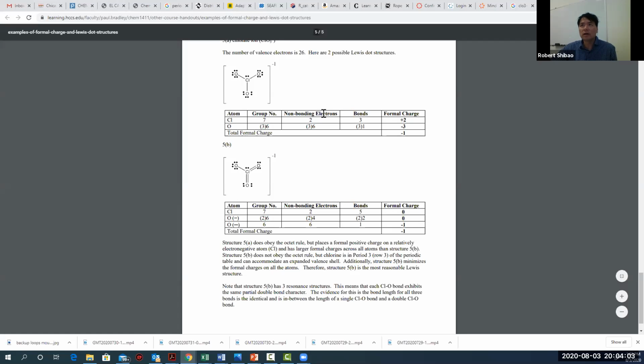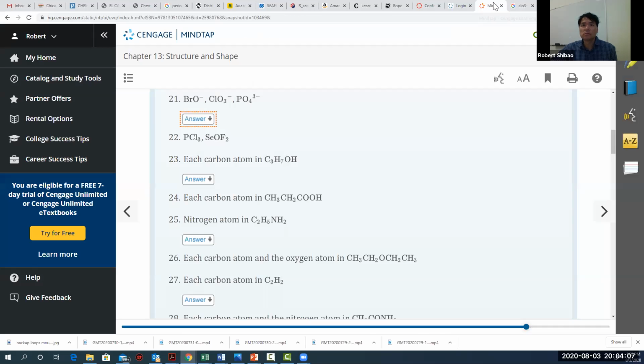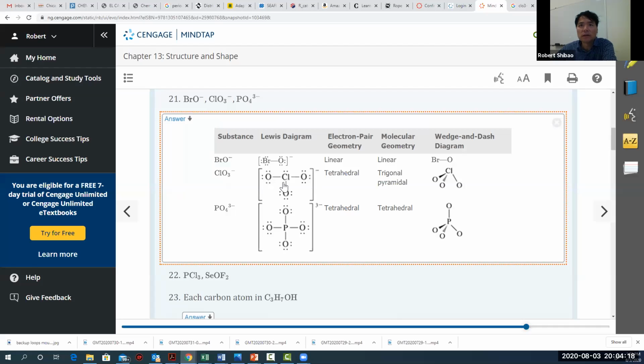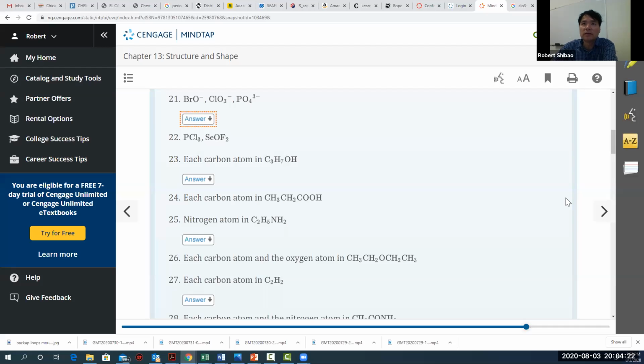This is what you'll do in Chem 1A. But in Chem 4, we're just going to leave it here. In Chem 4, we'll just leave it. Relatively high formal charge there.